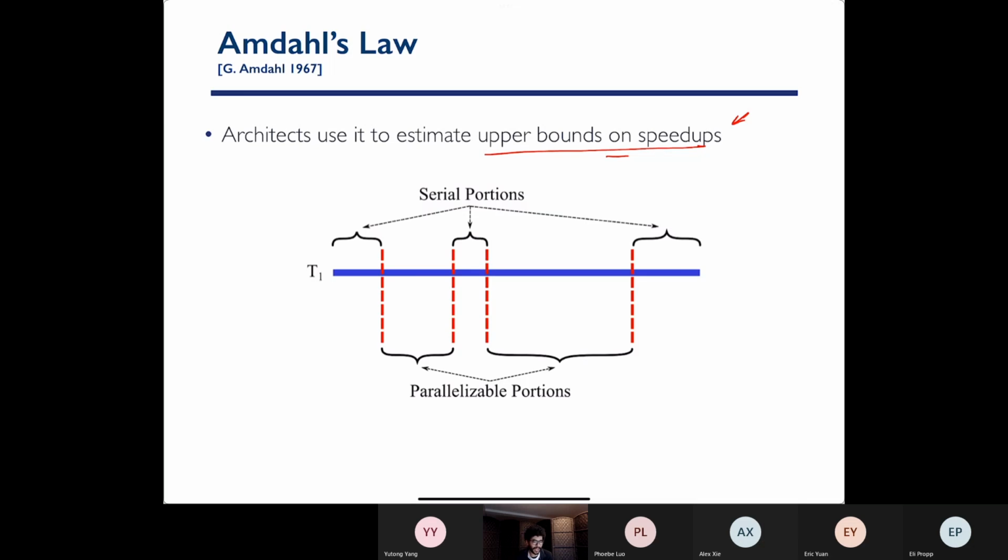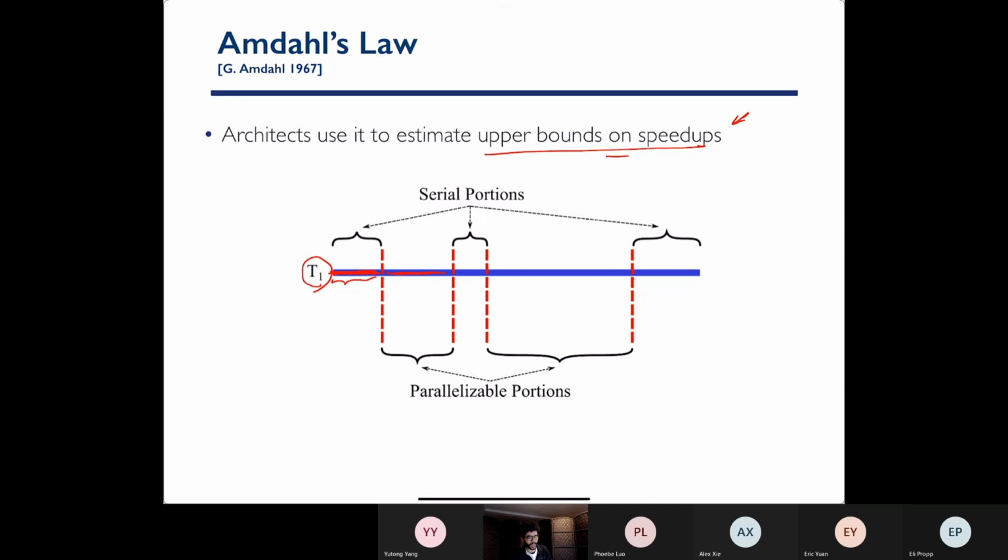What is it? So let's say I have a task or I have a thread. This is T1. Now T1 has serial portions and parallelizable portions. The serial portions are kind of like what we discussed, for example, with the word count example. This might be the portion where you're summing up your results. And then the parallelizable portion is the portion that if I give you extra CPUs, you can run your application in parallel. So the serial portions, you can only run on one CPU. The parallelizable portions, you can speed up with as many CPUs as you have.